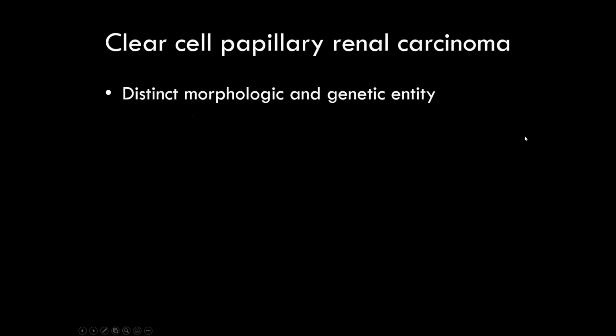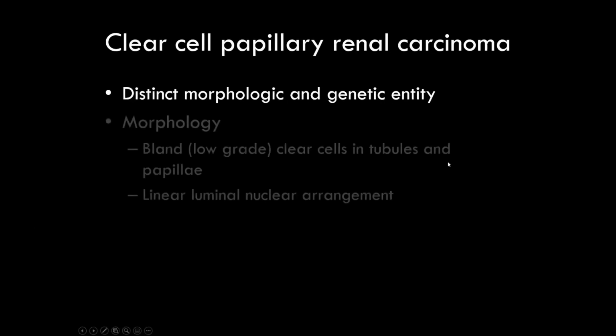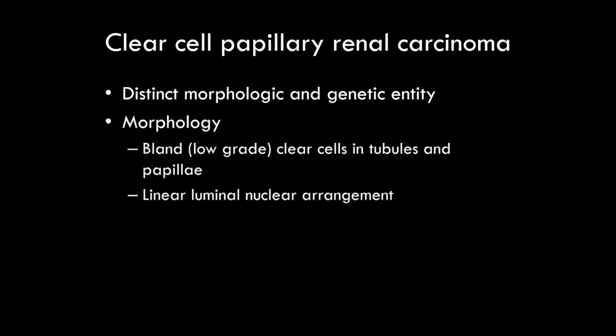So this is a distinct morphologic and genetic entity, meaning it's distinct from both clear cell and papillary renal cell carcinoma. It has features that are common to both and features that are different and not present in either. So morphology-wise, it's important to know that all these cancers are invariably uniformly low grade. And they have these clear cells which can be in tubules or in papillae.